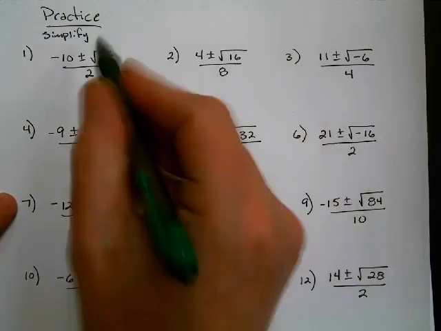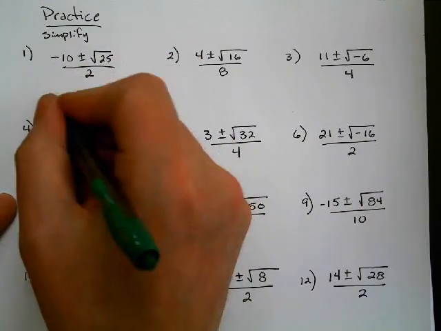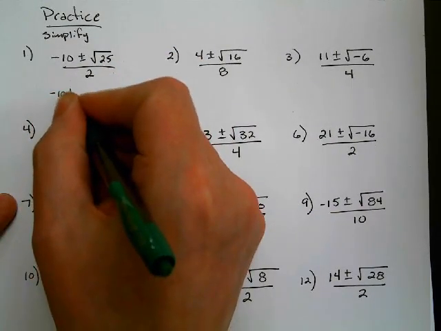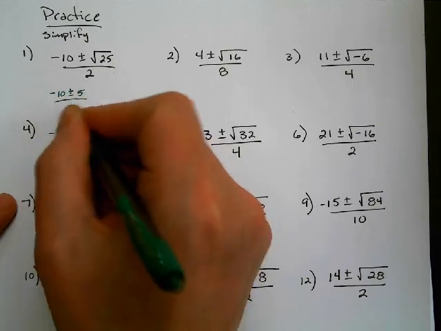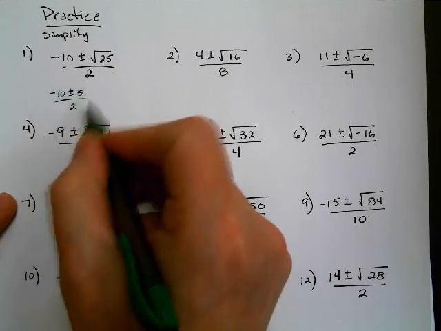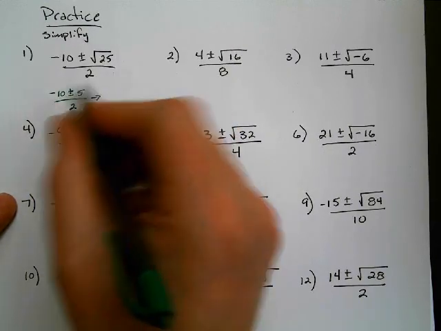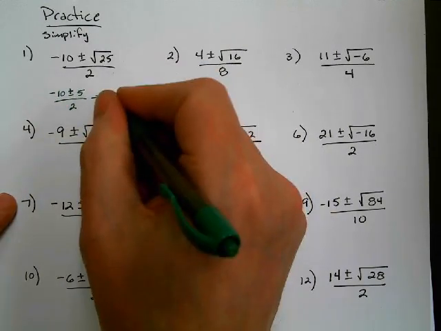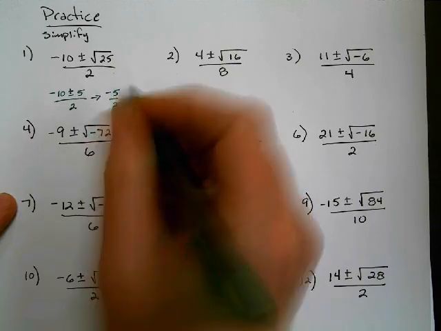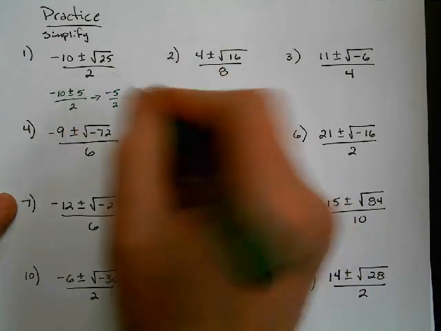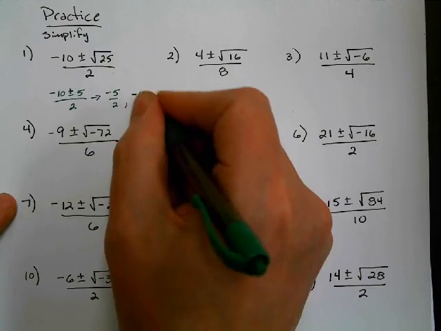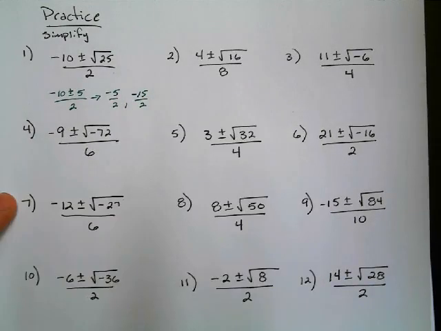So this one, root 25 becomes 5, so I got negative 10 plus or minus 5 over 2. Since everything is rational at this point, I give my two answers. This becomes negative 5, or negative 10 plus 5, which is negative 5 over 2. And then negative 10 minus 5 is negative 15 over 2. So those are our two x-intercepts. The two x-intercepts are negative 5 over 2, or negative 2.5, and negative 15 over 2, or negative 7.5.